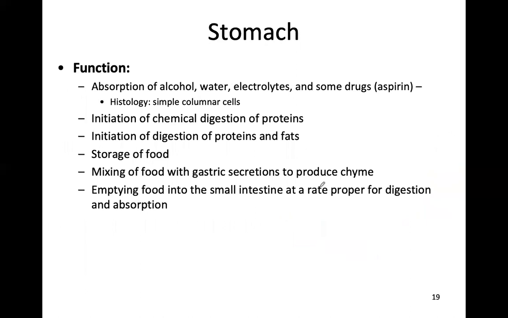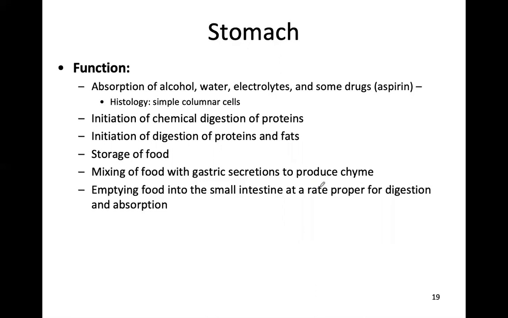What are some of the main functions of the stomach? The stomach has the ability to start absorbing some nutrients. Now, these absorptions are minor and specific. Absorption includes absorption of alcohol, water, electrolytes like sodium, potassium, calcium, and some drugs like aspirin, which, if you consume it on an empty stomach, can cause damage to the lining of the stomach. The lining of the stomach is a simple columnar epithelium.